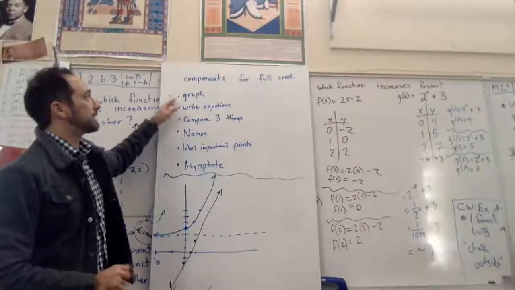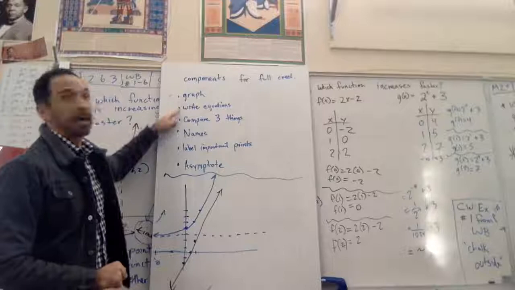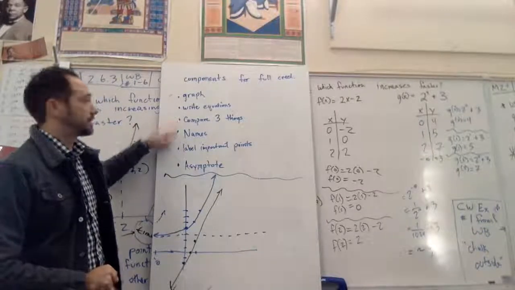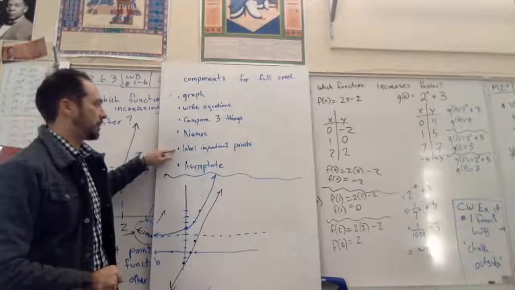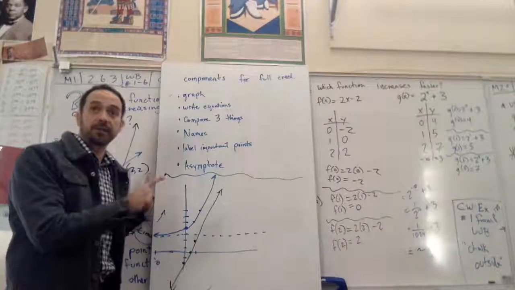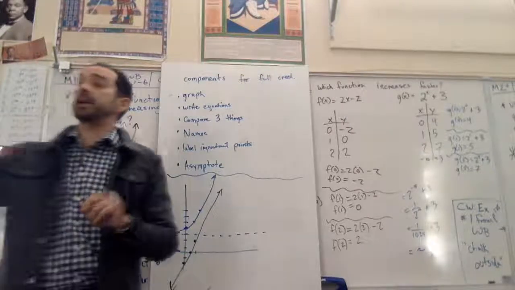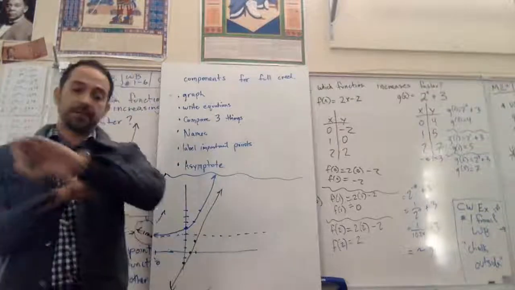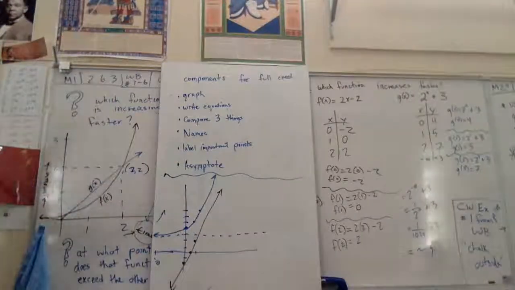Components for full credit. You got to have a graph. You got to write the equations. Compare 3 things. Put your names on it. Label important points and asymptotes. So before you go outside, you're going to take a picture of this. When you're done with your graph, come back in with a picture of your graph, and I'll give you the credit right now. Okay, so you have till the end of the period.